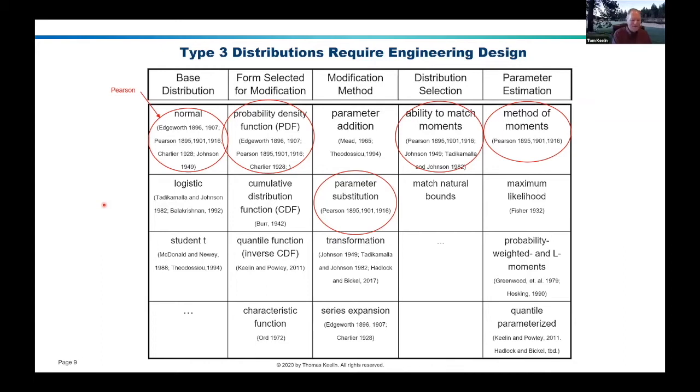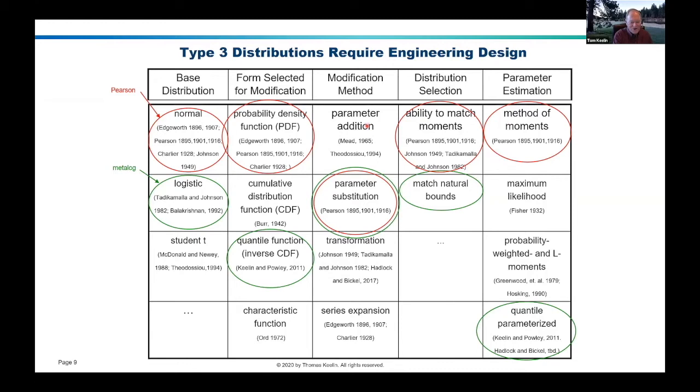The Metalog distributions are modifying the quantile function instead of the density function. I'll show you what this is in a second, but it's an entirely different approach from what Pearson used, except that Pearson and I both believe in parameter substitution as a good modification method, and I'll show you that. And we also use transformation for the Metalogs. But anyway, that's a little bit of the background.